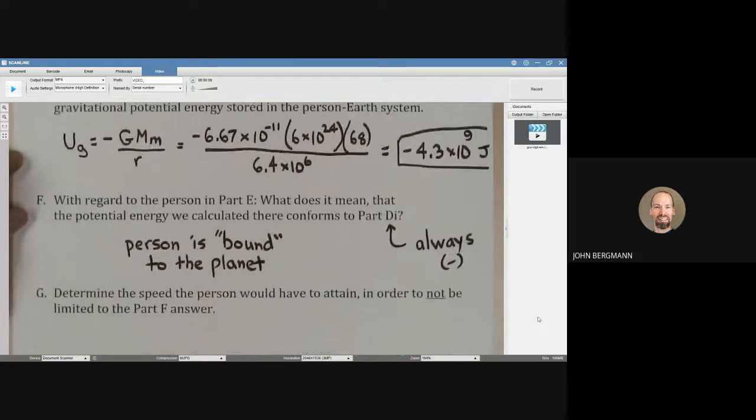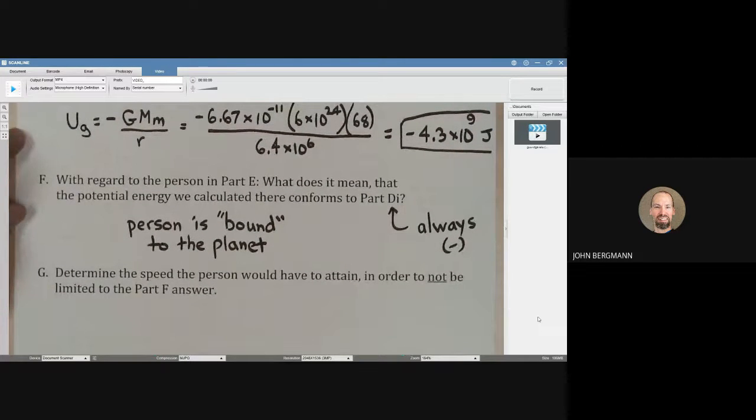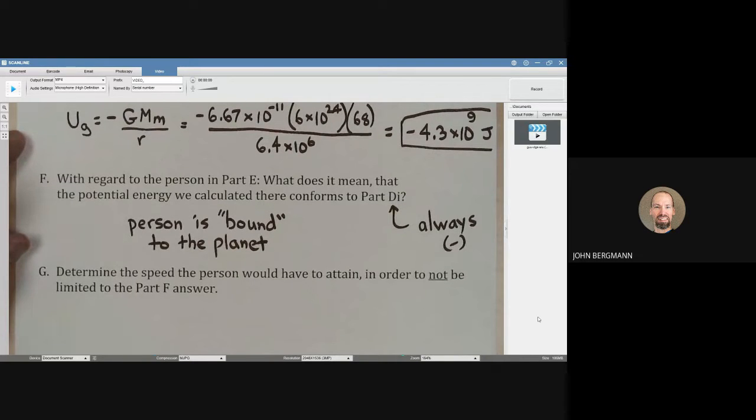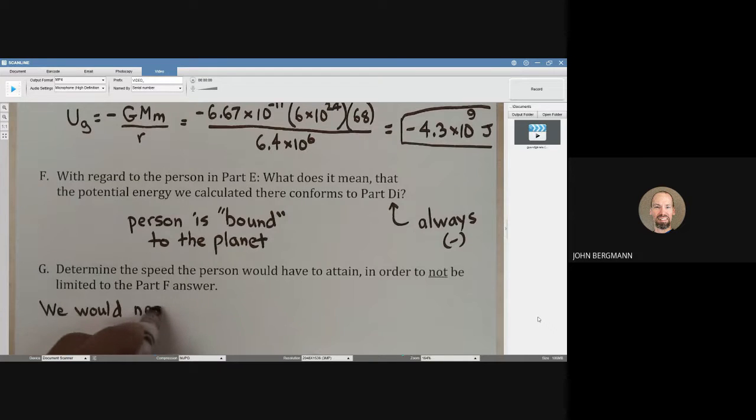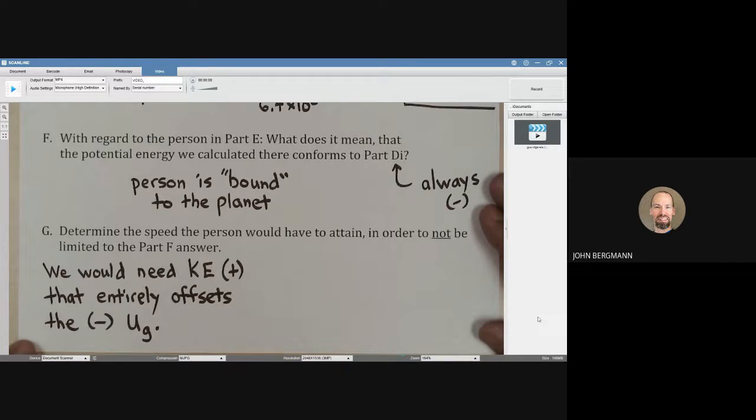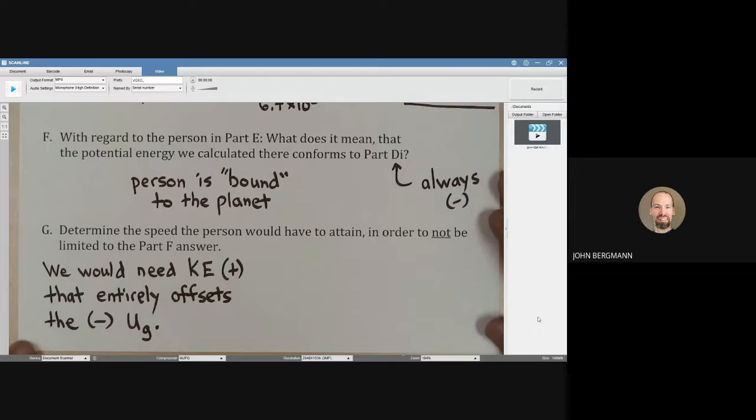If you want to leave, you have to get enough speed going that you are going to overcome this. And that is the point we're going to make here in letter G. Determine the speed the person would have to attain in order to not be limited to the part F answer, in order to not be bound to the planet. We would need kinetic energy, which is always positive, that entirely offsets or cancels out the negative gravitational potential energy.